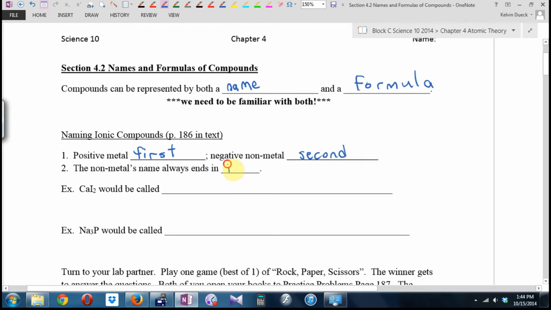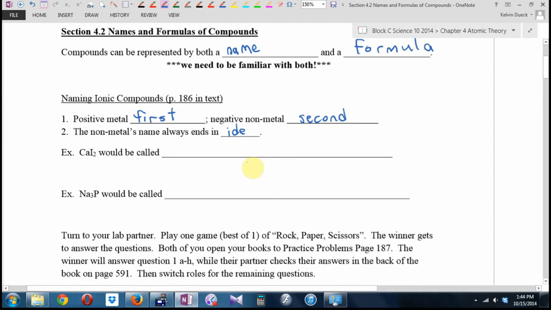"-ide." Why, Mr. Dueck? Because I'm not in charge. Those of you that had me in Science 9 last year heard me go on the occasional naming rant. I'll ease up on that right now, but I'm sure it'll come up again another time.